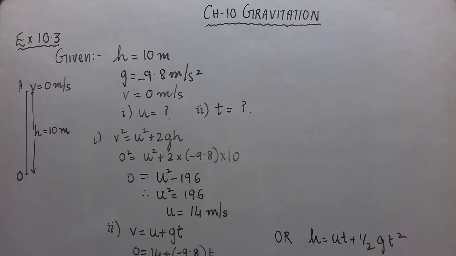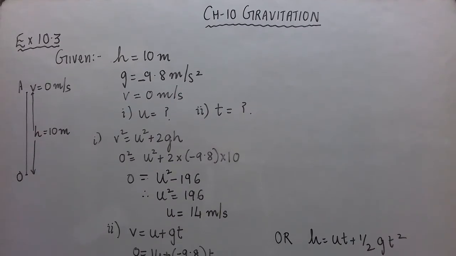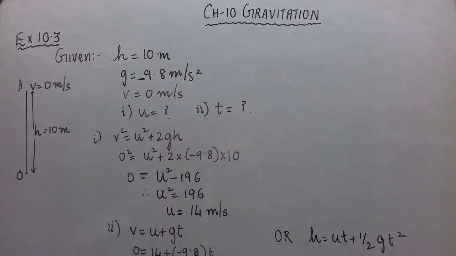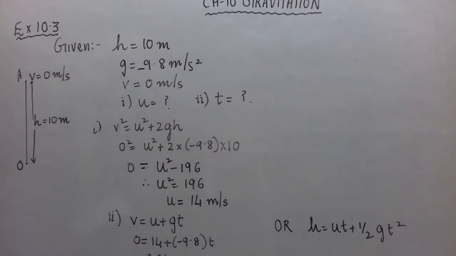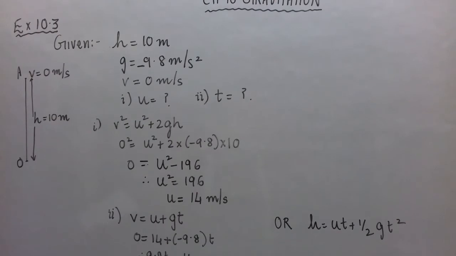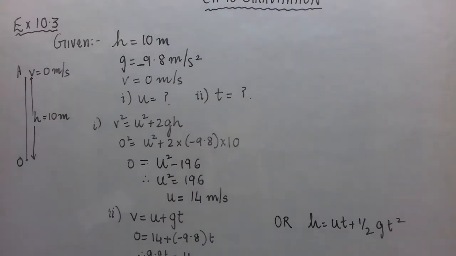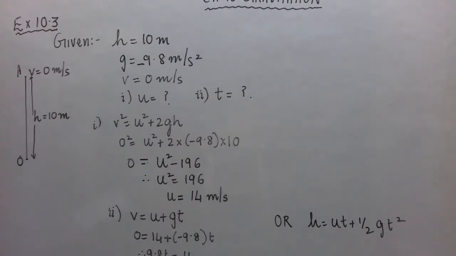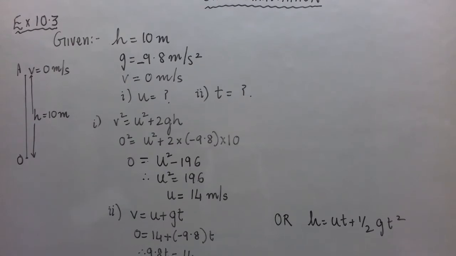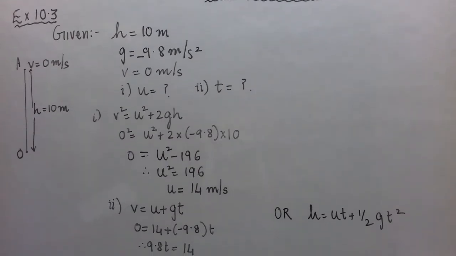So now let us do example 10.3. An object is thrown vertically upwards and rises to a height of 10 meters. Calculate 1. The velocity with which the object was thrown upwards, and 2. The time taken by the object to reach the highest point.